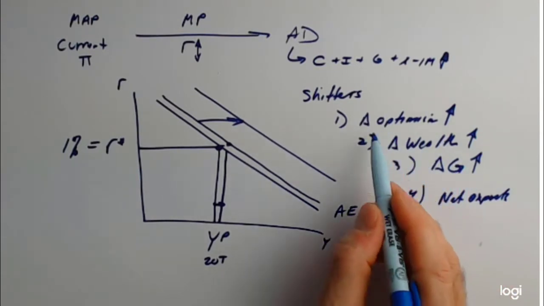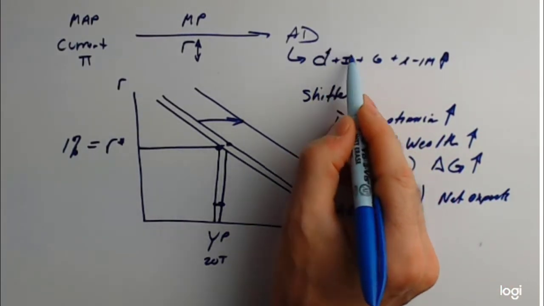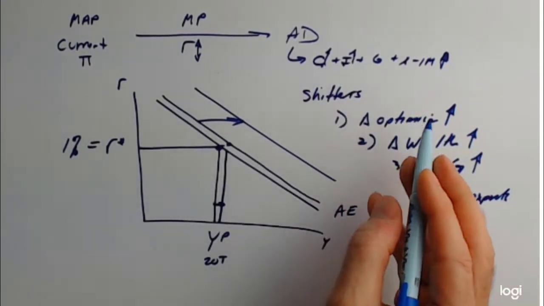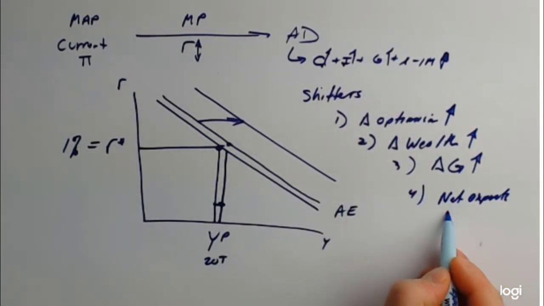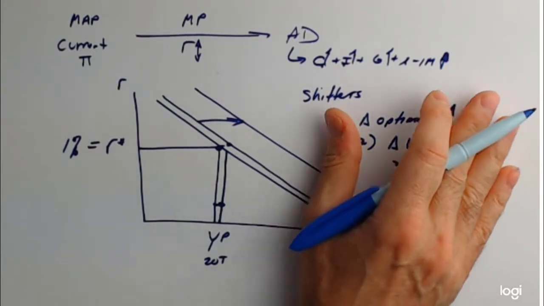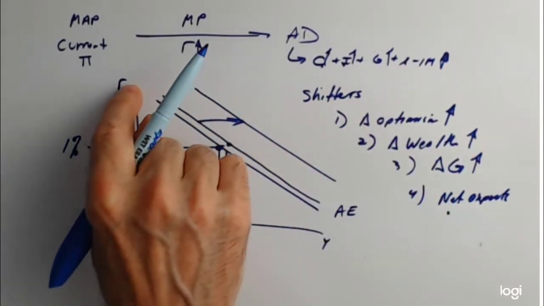And so what we just looked at here was optimism, which would change C and I, wealth, which would change C and I, and then you'd have G changing, and then you have net exports. All of these changes are unrelated. The cause of these changes is independent of a change in R.